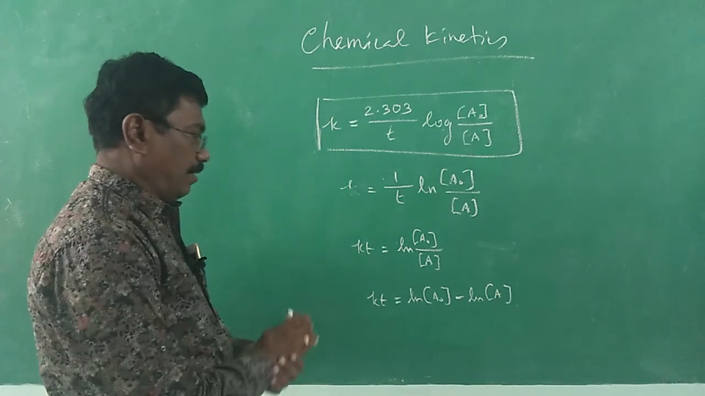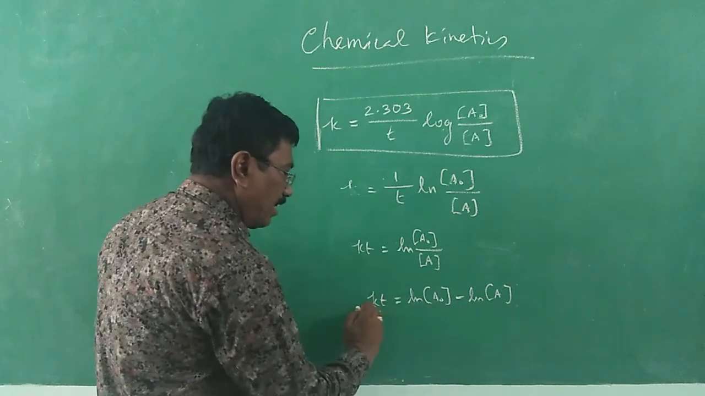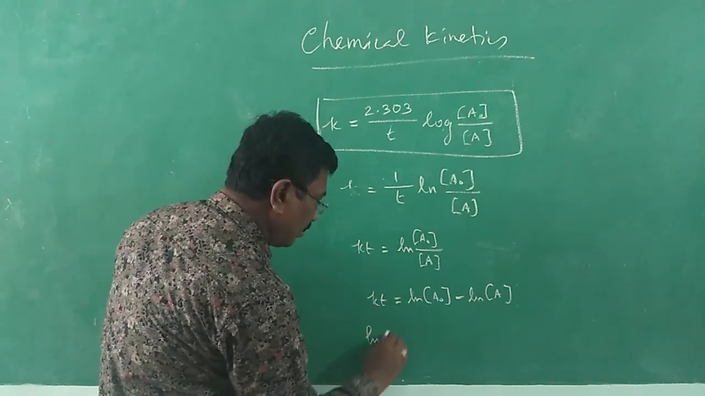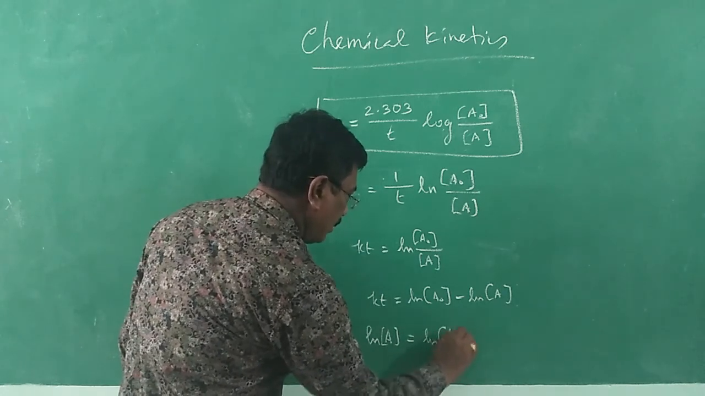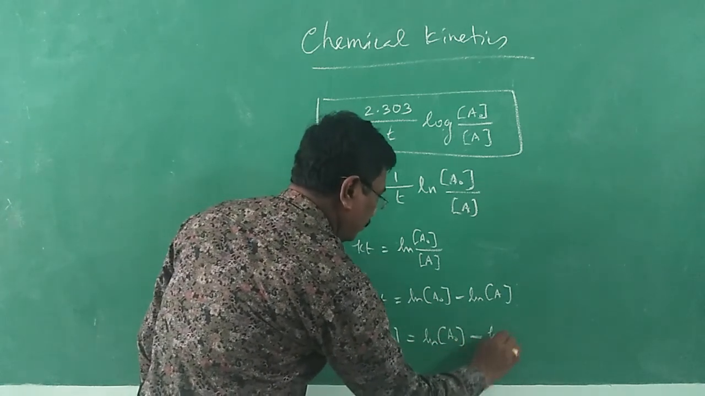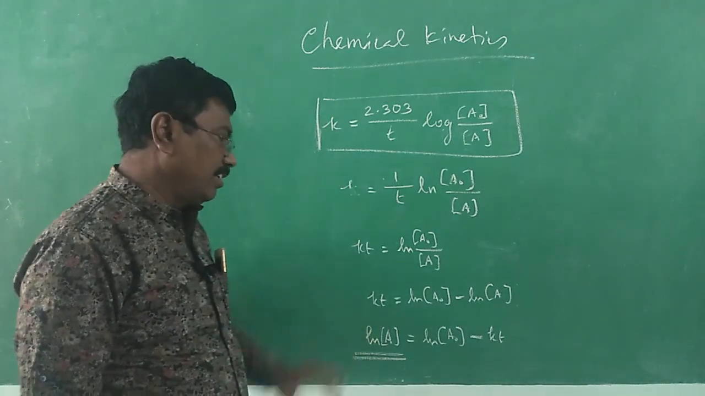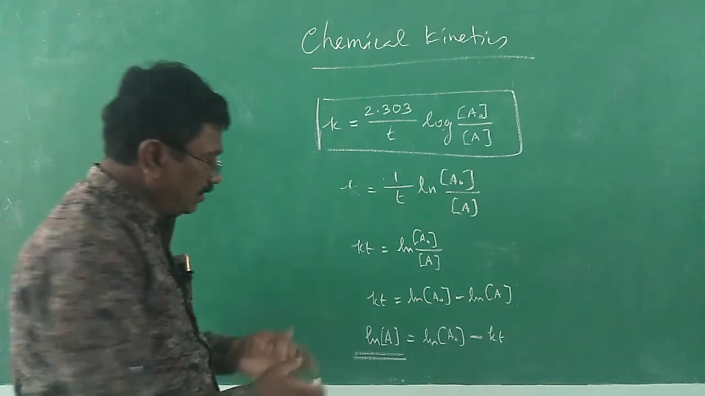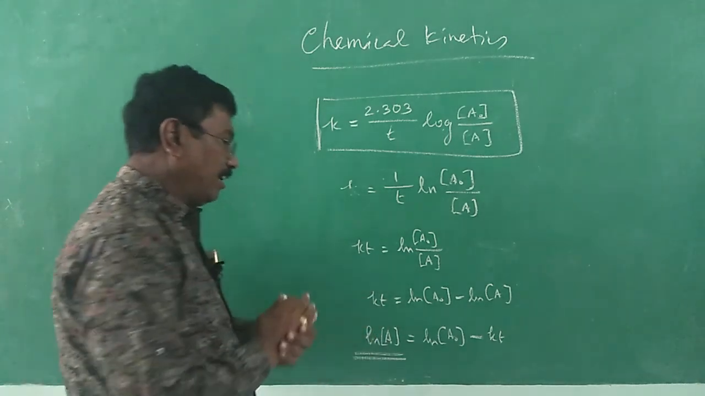This equation I can slightly rearrange, so that kt is taken to that side: ln A is equal to ln A0 minus kt. The concentration at any time t is of more interest to us. Initial concentration we know, and the concentration at any time t is ln A equal to this much.